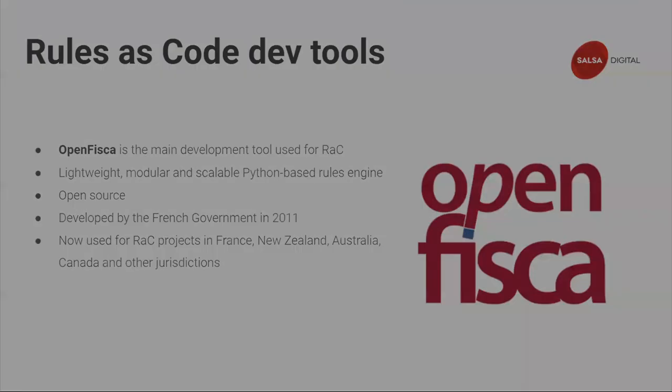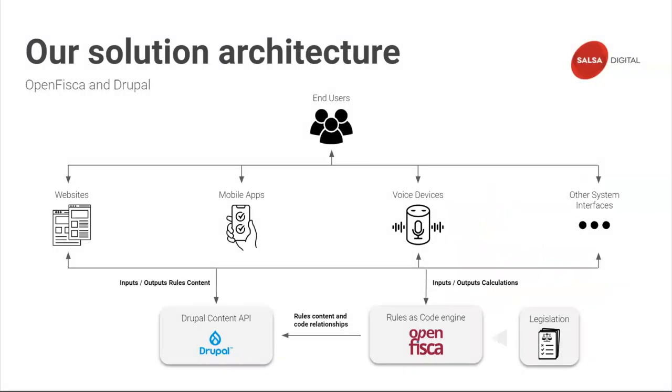Just briefly, we'll look at a very high level of the solution architecture, just in terms of where everything fits. So obviously, at the top of this diagram here, we have our end users, and then they may be coming in to view the rules as code or find out information via a website, mobile apps, but possibly a voice device of some sort. And then those apps or user interfaces are talking to both Drupal and OpenFisca.